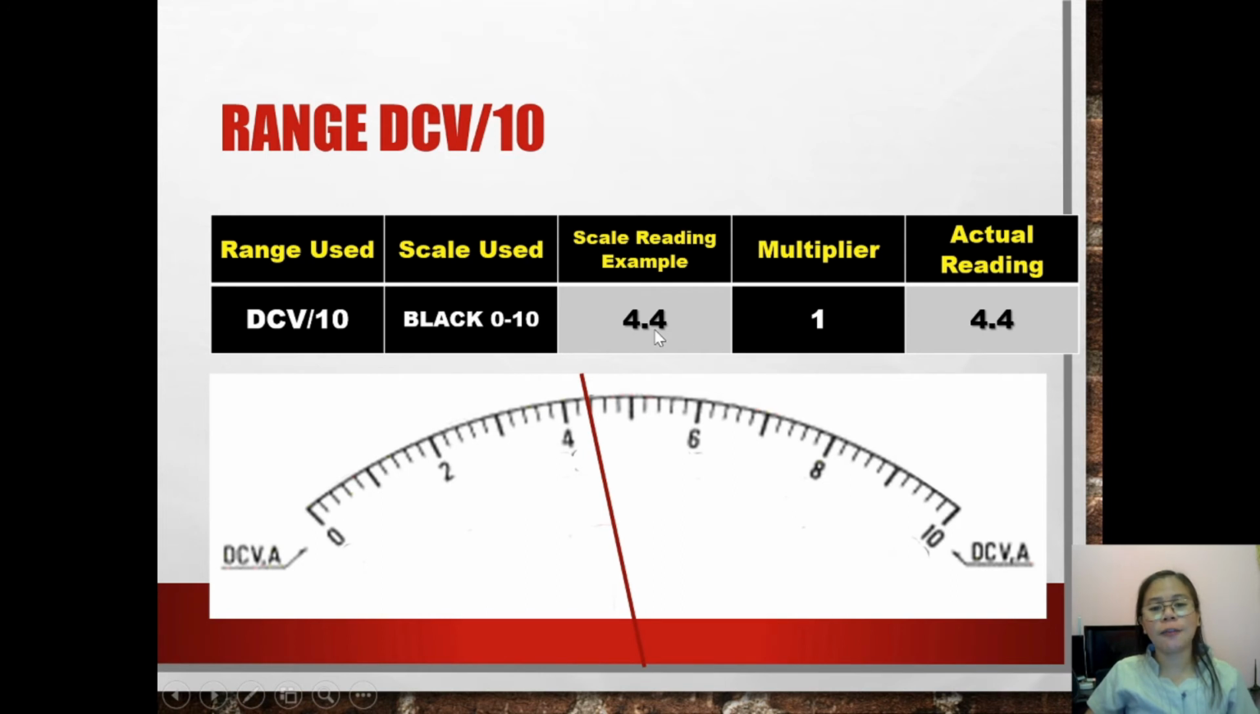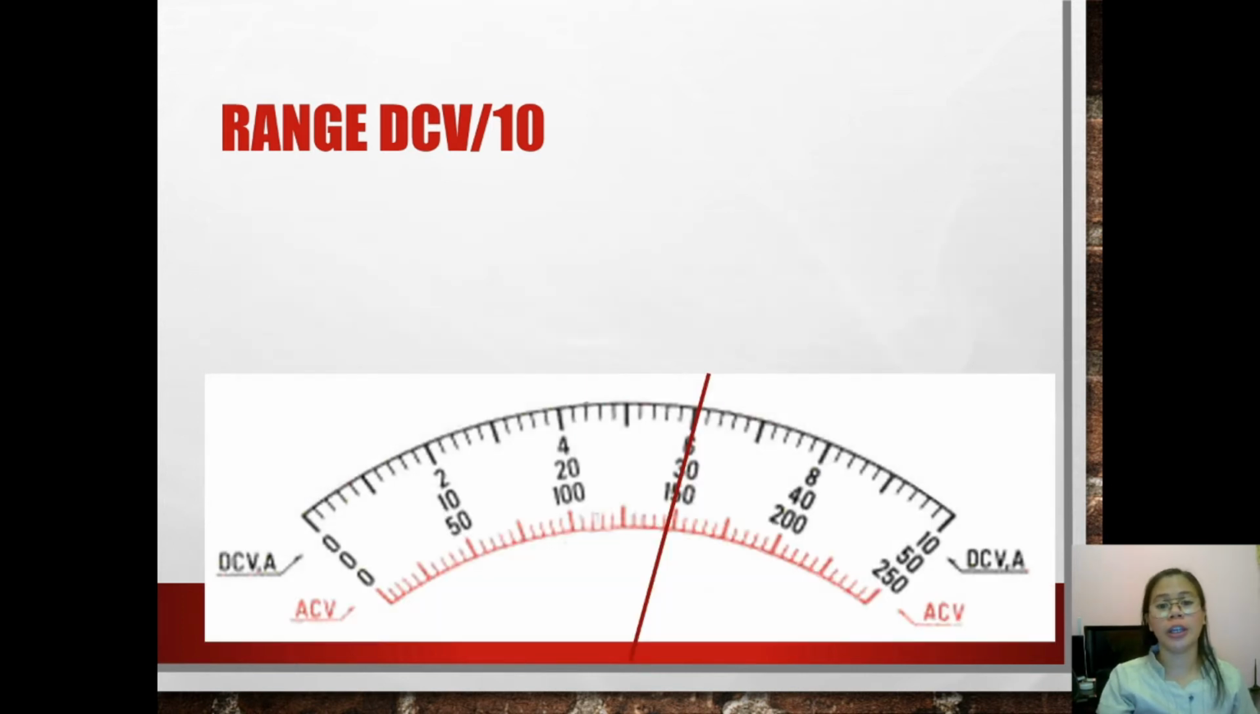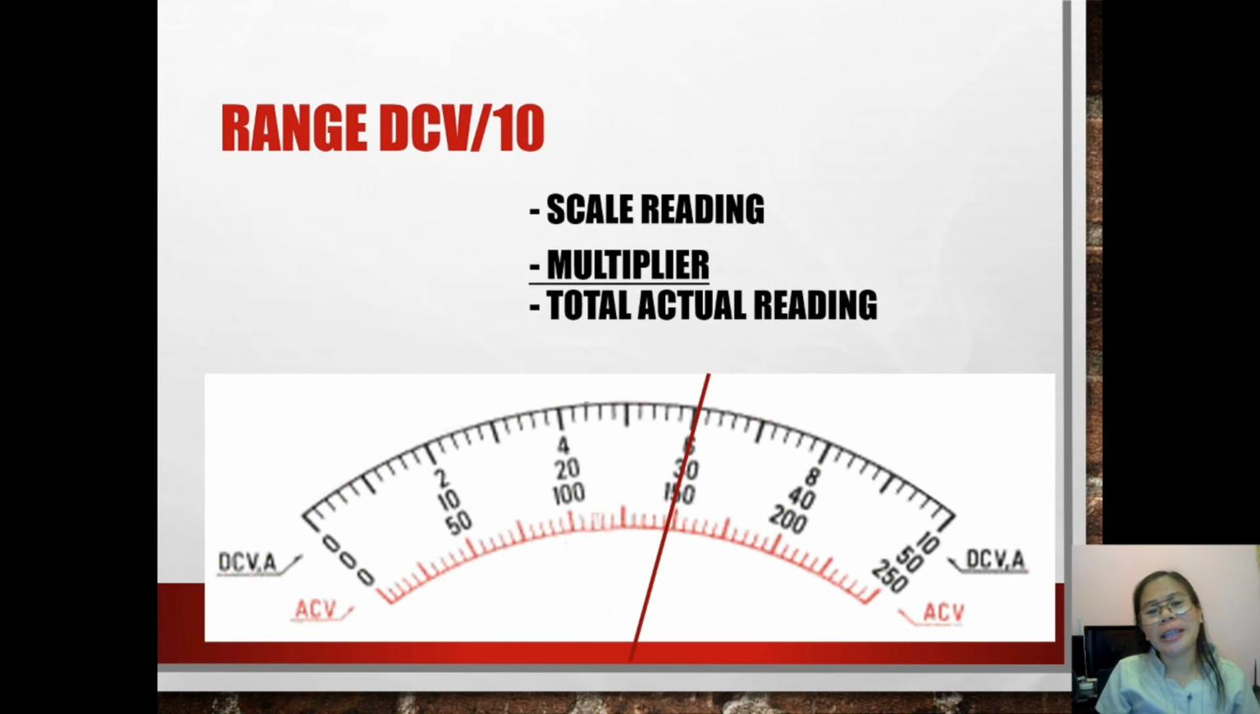If the scale reading is 4.4, what is our multiplier if we are going to use the range 10? So we have multiplier 1. So 4.4 times 1 is equal to 4.4. Okay, so let's have an example here. So we are going to use the range of DCV 10. What scale are you going to use? Okay, because that is the range 10, the scale is 0 to 10. Alright. So, what will be the scale reading?